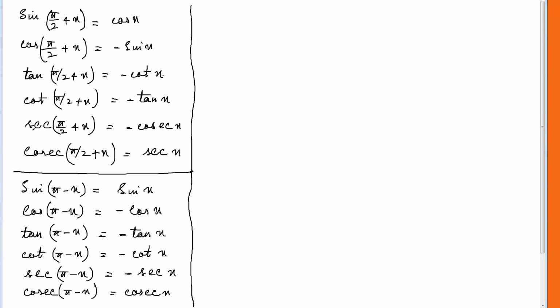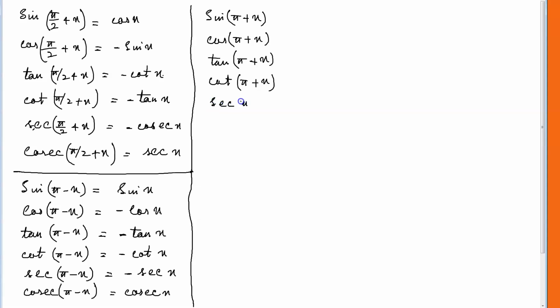So the third part of this formula is again related to pi, but this time we have pi plus x. So we said that, for example, the sine of pi plus x, then we had the cos of pi plus x, then we had the tan of pi plus x, then we had the cot of pi plus x, then we have basically the secant of pi plus x, then we have the cosecant of pi plus x.